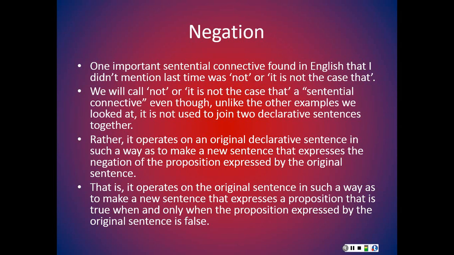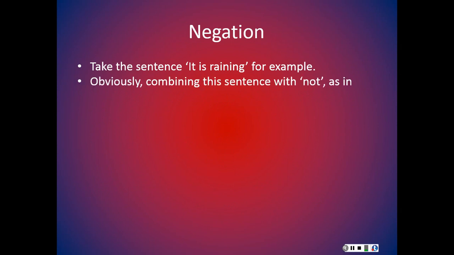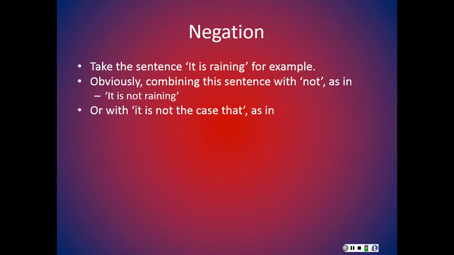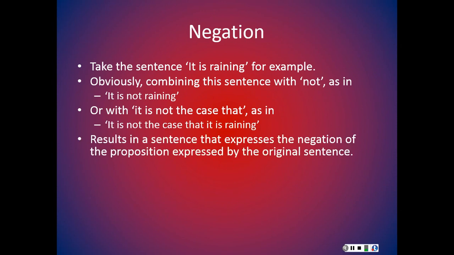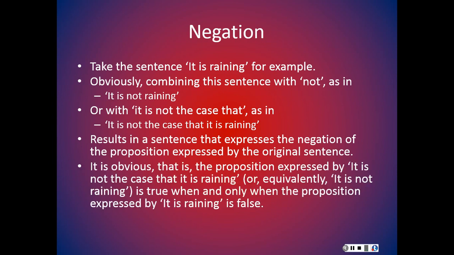That is, it operates on the original sentence in such a way as to make a new sentence that expresses a proposition that is true when and only when the proposition expressed by the original sentence is false. So take the sentence "It is raining," for example. Obviously, combining this sentence with "not," as in "it is not raining," or combining it with "it is not the case that," as in "it is not the case that it is raining," results in a sentence that expresses the negation of the proposition expressed by the original sentence. It's obvious that the proposition expressed by "it is not the case that it is raining," or equivalently "it is not raining," is true when and only when the proposition expressed by "it is raining" is false.